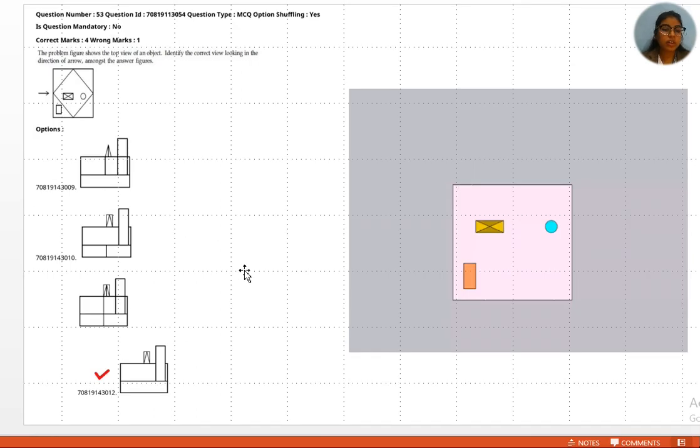So now coming to the next question. Here the problem figure shows the top view of an object. Okay, the top view, also known as your plan. Somewhere it might be written plan, and somewhere they used to write the top view of an object. And what you have to do, you have to identify the correct view looking in the direction of the arrow amongst the answer figures. Okay, the arrow has also been given to you, and you have to look in the direction of the arrow only, not from any other direction. So the arrow is given to you in the question, and you have to find out its correct elevation, because plan is given to you and in options they have mentioned elevations. So now have a look.